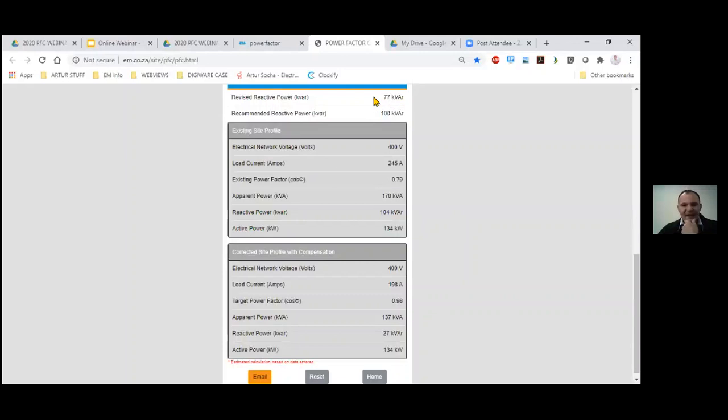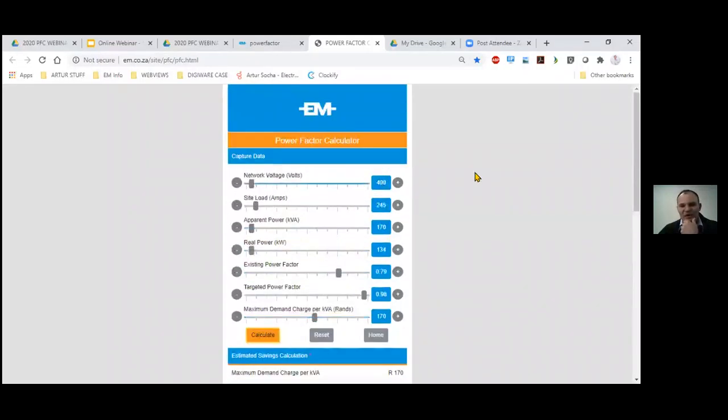Here, the kVAr is already calculated for me. We upsize the systems slightly to round up the numbers. You'll have your existing profile and your corrected profile. So you'll have where you were on your kVA, where you will end, and the reduction of amps. So quite handy, and you can just email this to yourself as a quick snapshot. Like I said, create a shortcut to this on your phone, and you can make use of the calculation at any time as long as you've got internet.